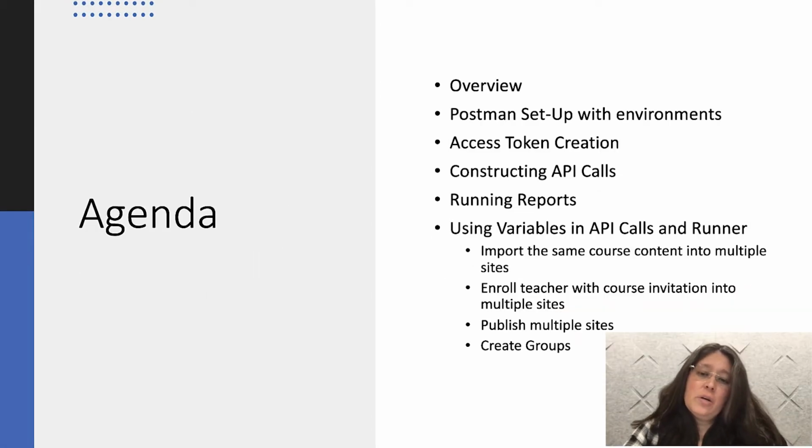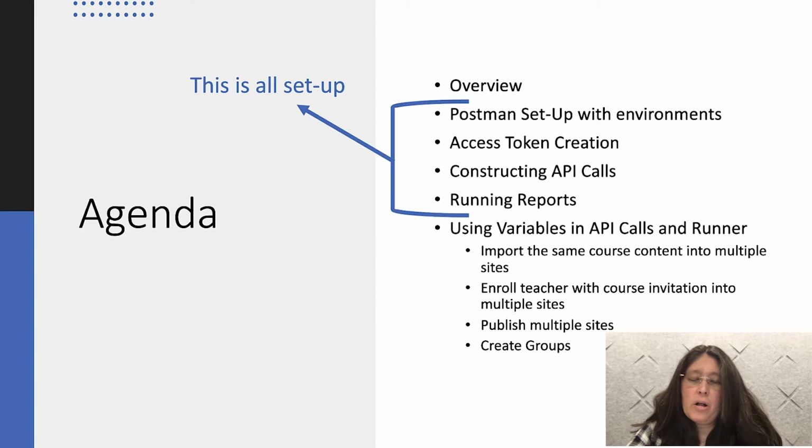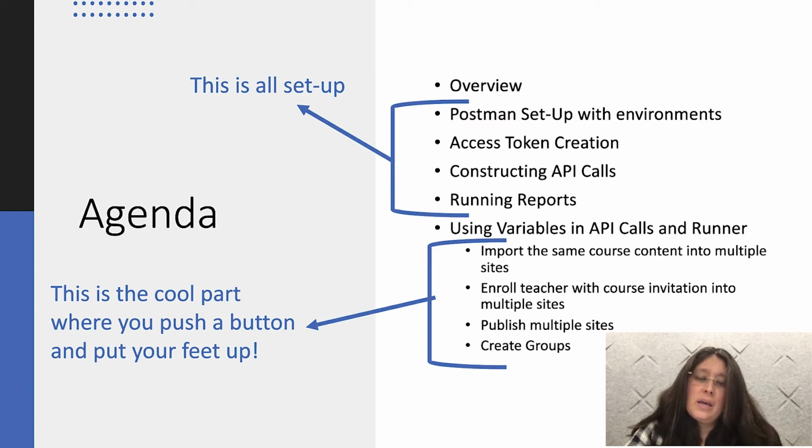In today's session, we'll go over what is an API call and how to set up environments for these API calls. We'll work through constructing a few API calls and running reports. Now, this is just setup, because in the end, we will have some scripts that we can use to import course content into multiple course sites, enrolling teachers or multiple teachers into course sites with invitations, and publishing multiple sites and creating groups, all with the push of a button.